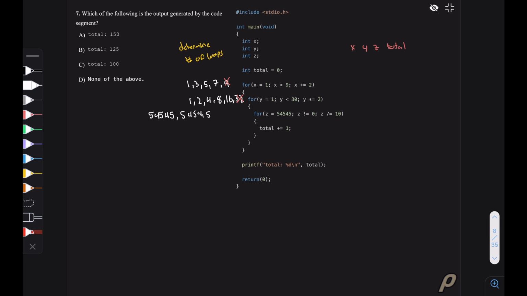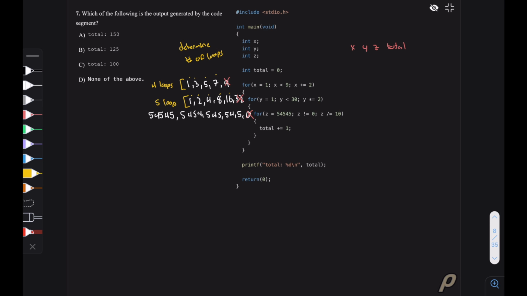Then we get 5, 4, 5, then 5, 4, 5, and then 5 divided by 10 is 0, but z is 0 is equal to 0, so we have to break out of the loop here. So if we count the number of loops here, this outermost one, that's going to be 1, 2, 3, 4, so that'll be 4 loops. The innermost, or the second one, will be 1, 2, 3, 4, 5 loops.